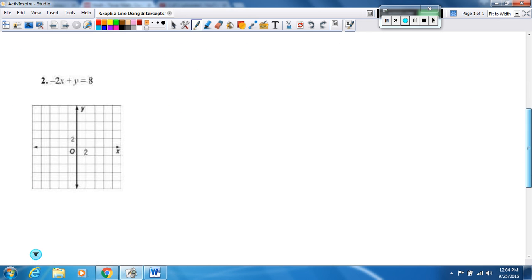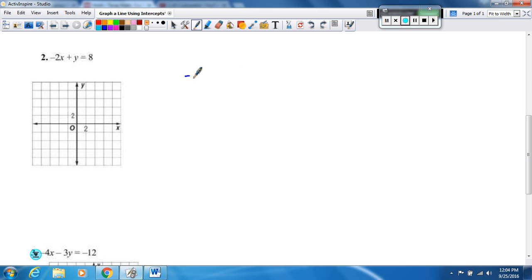So the next one, I have a negative 2x plus 1y. If there's no number in front of a variable, it's a 1, equals 8. I pop the 8 on top of each one of those. 8 divided by negative 2 is negative 4, and because that's stuck to the x, that's on x. 8 divided by 1 is 8, and because that's stuck to the y, that's on y.